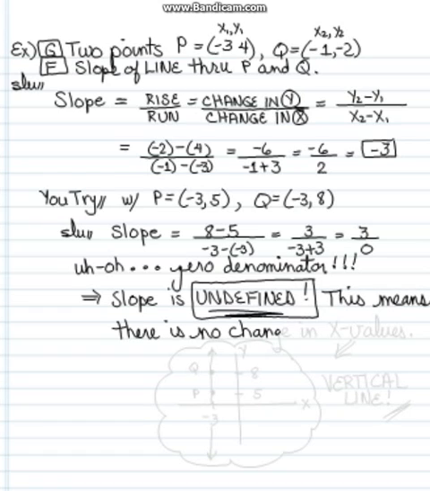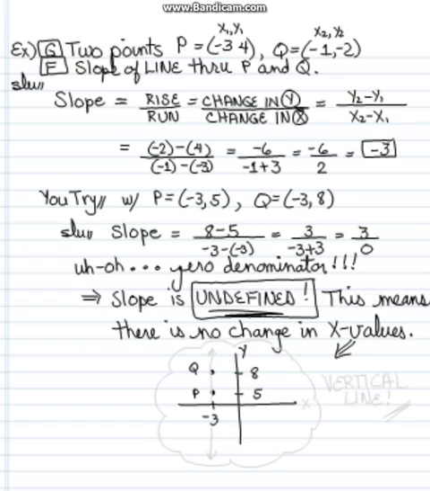I would be really confused if I got an answer that had a 0 in the bottom. It would be better for me to actually graph these 2 points, connect them together with a straight line, and see what I get. So I'm going to graph the P at the location -3, 5, and I'm going to graph the Q at the location -3, 8, connect those 2 points together, and I see clearly what's going on.